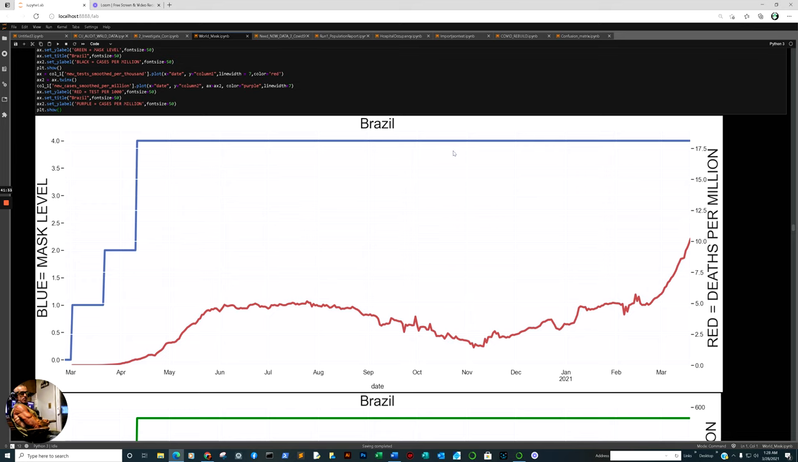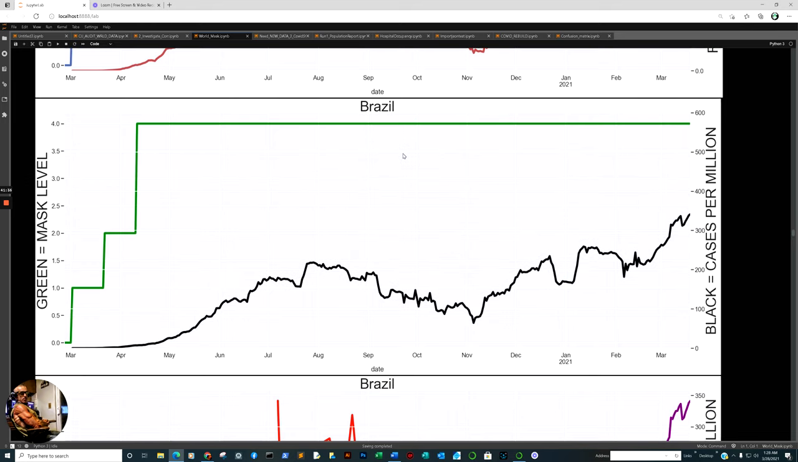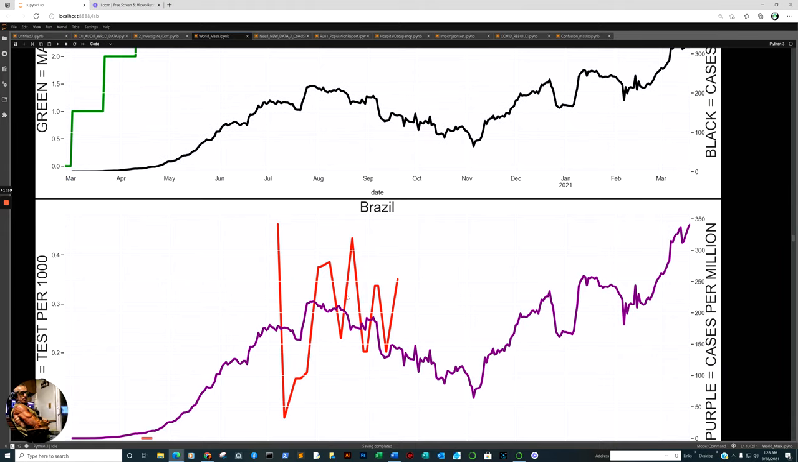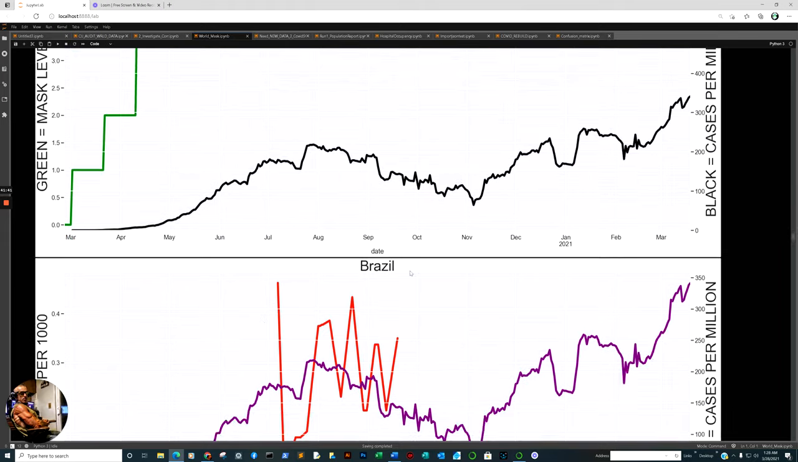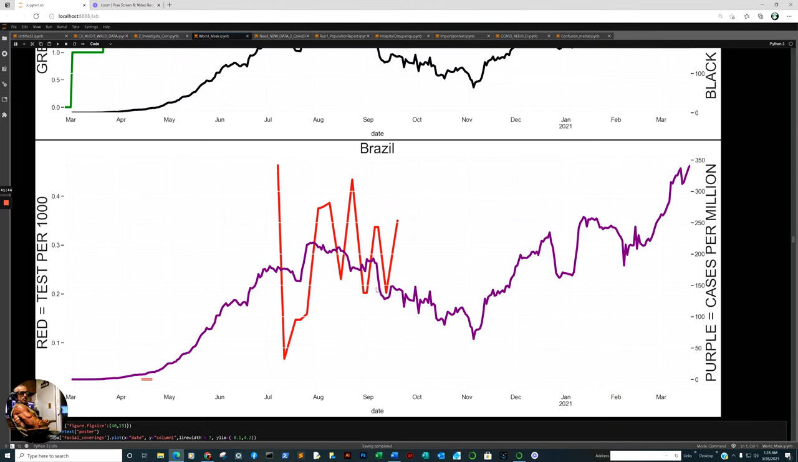Dysbiosis, weakened immune systems, so on and so forth. I don't know. Here we go. And Brazil, I have no clue what that was. That's supposed to be tests per 1,000. That should have ran through, but maybe they're not keeping track of tests. We'll have to look at the data frame a little bit later on, but this is the cases per million.